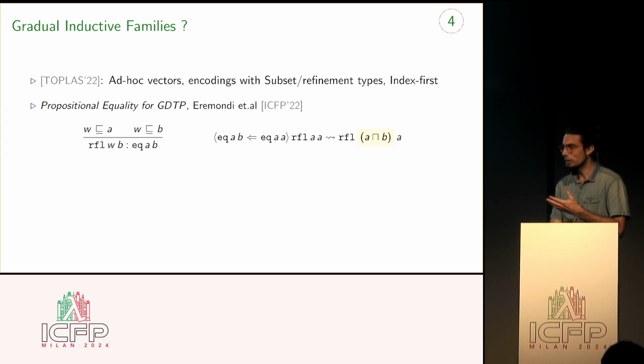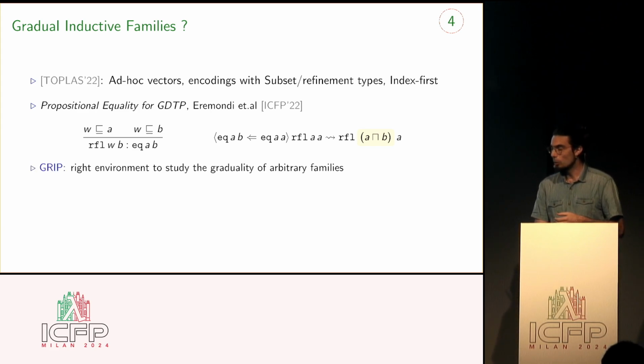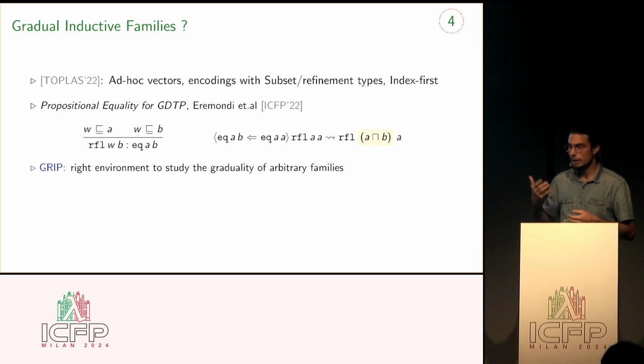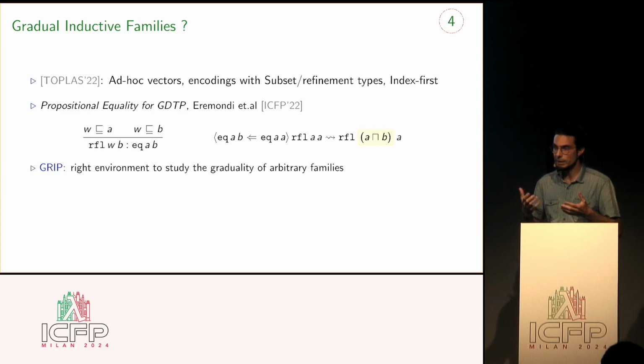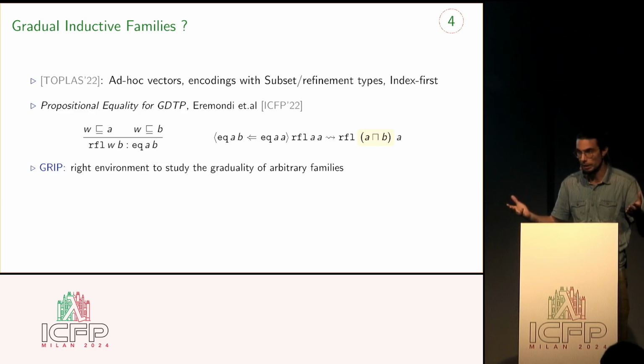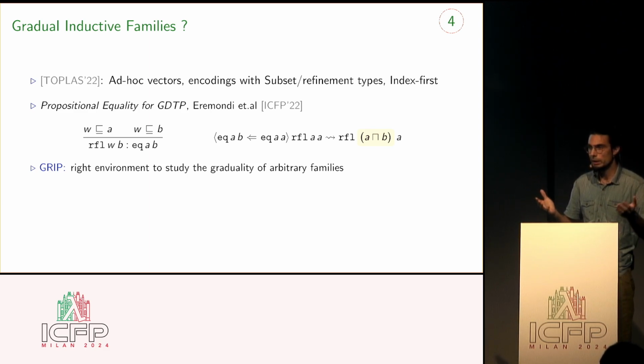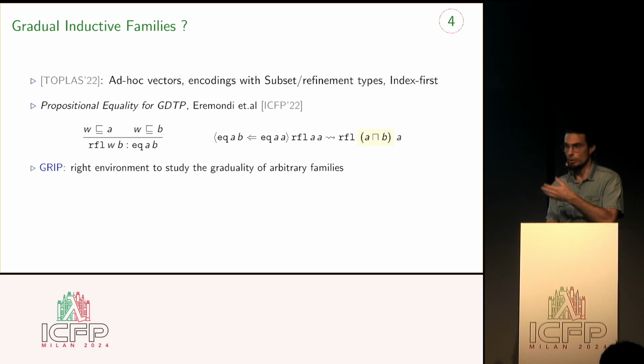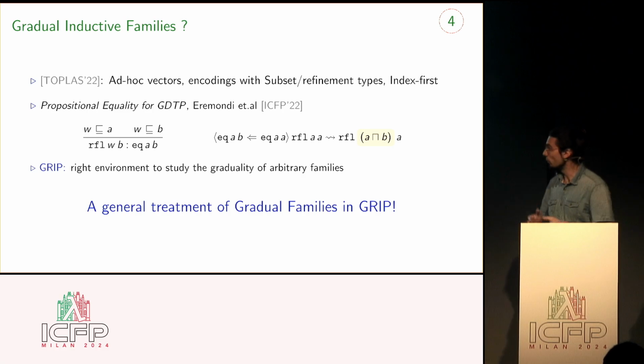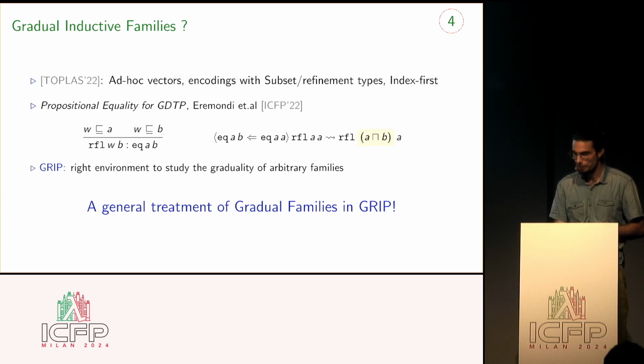And one question is whether this is the end of the story. Can we get all indexed inductive families in a gradual dependent type language? Well, in order to answer this question, my thesis is that GRIP, the calculus with internalized precision, is the right setting to study arbitrary inductive families, which might not be a priori gradual, and try to understand when they are gradual. So that's the main research question of this talk. How do we get a general treatment of gradual families in GRIP?